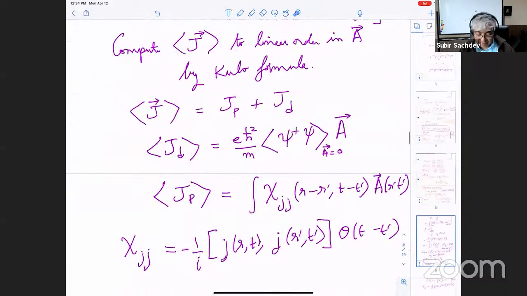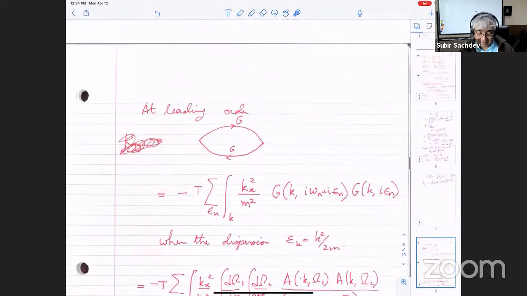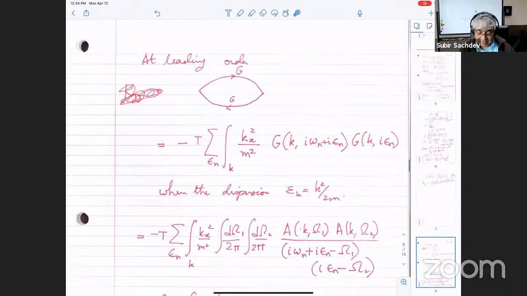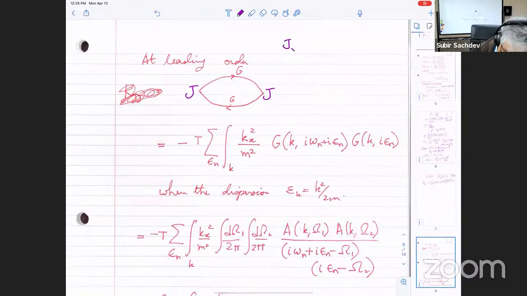So we're going to do that by diagrams. And this is the leading graph. This is the current vertex here. There's a factor of J here. There's a factor of A here. And let's say you put the current in the X direction. Then the operator for the current is just J sub X, with h bar equals 1, Kx over m times c dagger K c K, summed over K.